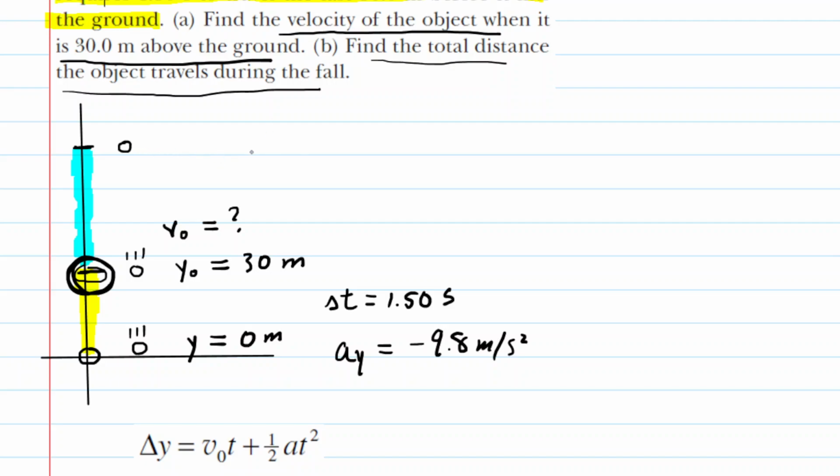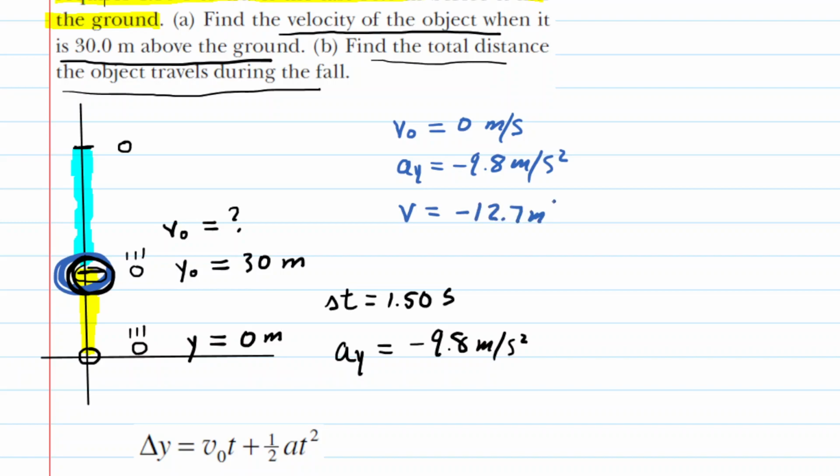So let's list some known parameters for that blue section of the journey. Now the object was released from rest. So for the blue section of the journey, we know that the initial velocity would equal 0 meters per second. We still know that the acceleration is the negative 9.8 meters per second squared because it's in free fall. Now this is neat because at this location right here, we just figured out the velocity. For the blue section of the journey, that would be the final velocity. So we know that that is that negative 12.7 meters per second that we just figured out.